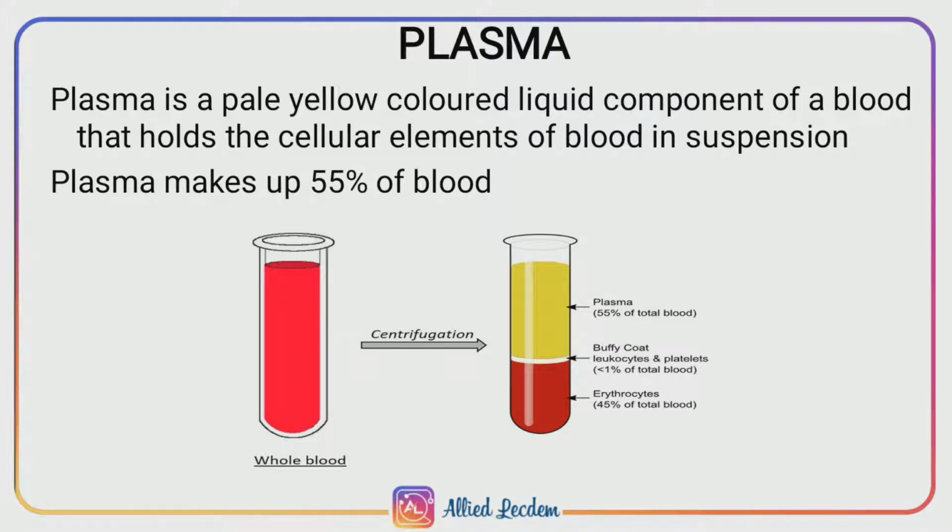Albumin, globulin, fibrinogen are the major plasma proteins. Plasma without the clotting protein is called serum. Serum contains only albumin and globulin. Fibrinogen is absent in serum because it is converted into fibrin during blood clotting.